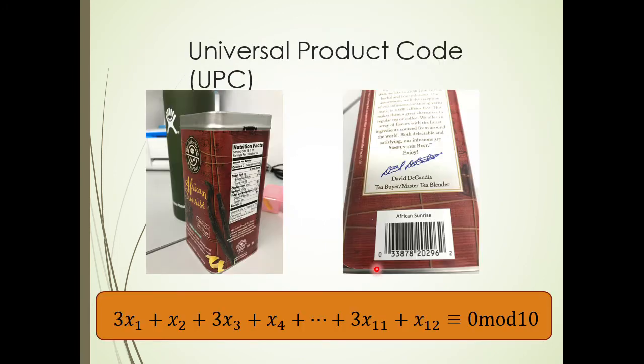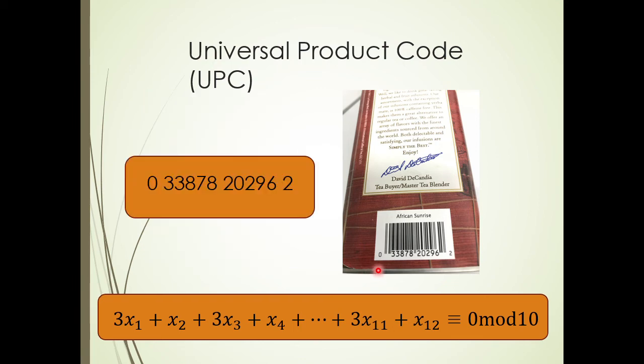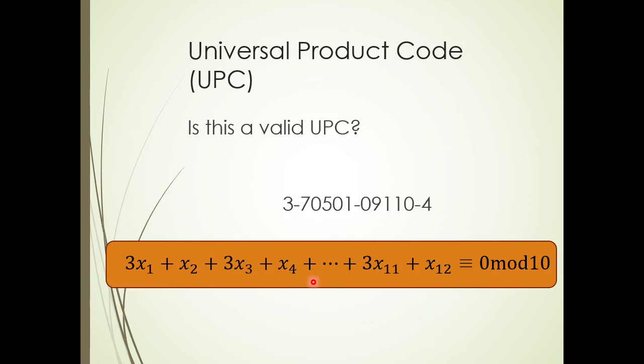Let's try another example for a UPC 12, this time with this product. You can verify that these numbers satisfy the check digit condition. Now, as an exercise, I want you to verify if this one is a valid UPC 12 using this check digit condition. Please comment below for your answers.